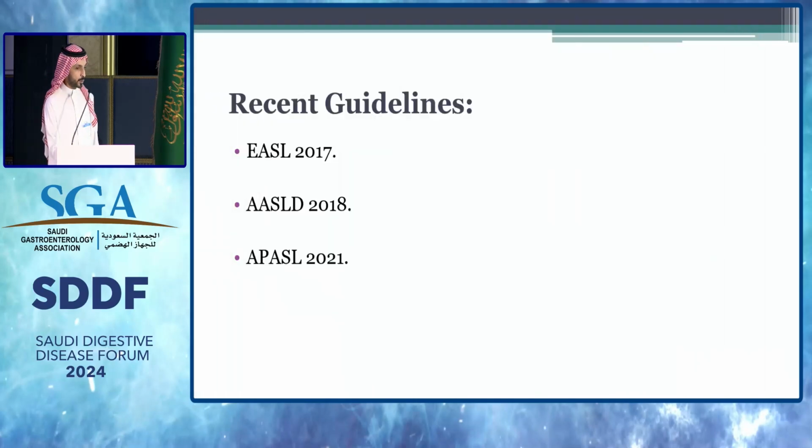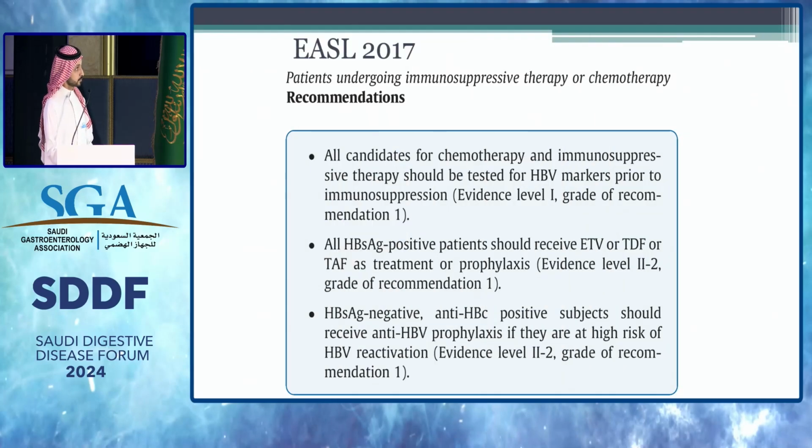Before we head into individual medications, we're just going to review the evidence from these guidelines: the EASL 2017, AASLD 2018, and APASL 2021. For the EASL, they make things relatively simple. All candidates for chemotherapy and immunosuppression should be tested for HBV markers prior to immunosuppression. If you are surface antigen positive, you should receive medications. However, if your surface antigen is negative and your core is positive, you should receive prophylaxis only if you are at high risk of reactivation.